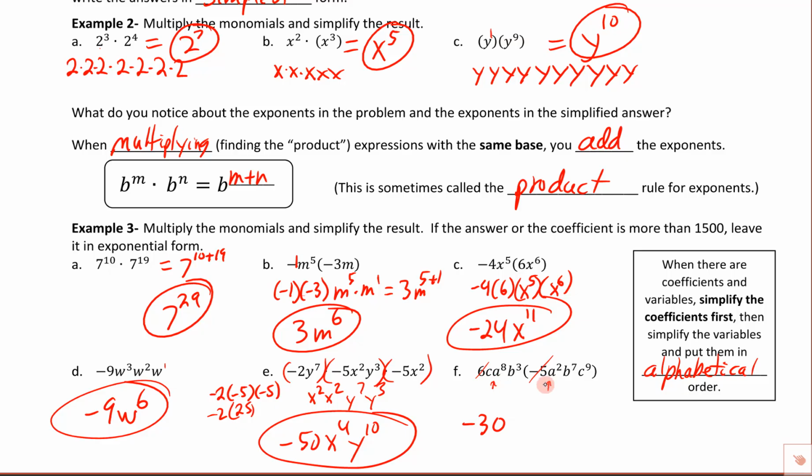I've got A to the 8th and A to the 2nd. So how many A's do we have? We have 8 here and 2 here. So this is going to be A to the 10th. So done with those guys. Let's take a look at the next variable. Let's take a look at B.